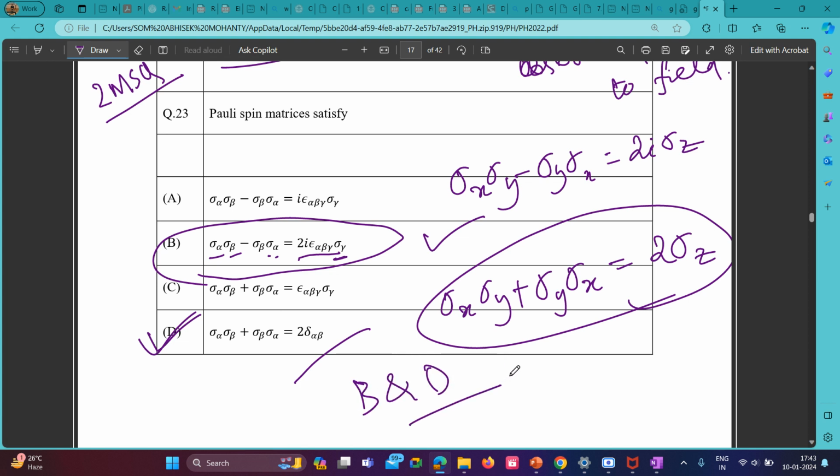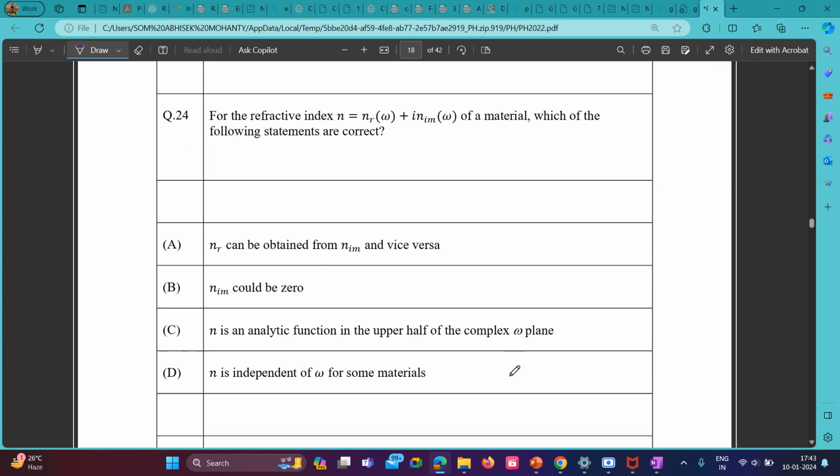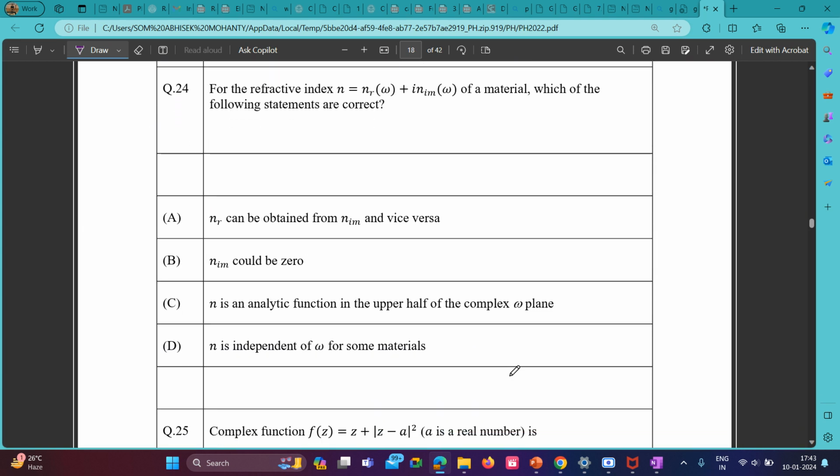All right, 2 marks. Next, for the refractive index n of a material, which of the following statements are correct? NR can be determined from NIM and vice versa. That's correct. NIM could be 0. That's not correct. NIM cannot be 0. N is an analytic function in the upper half of the complex plane. That's correct. N is independent of omega for some materials. That's not correct. So A and C are correct answers. 2 marks.